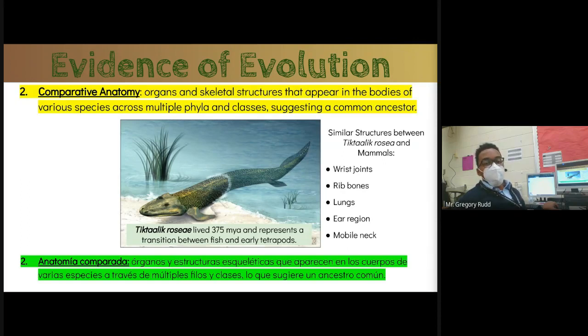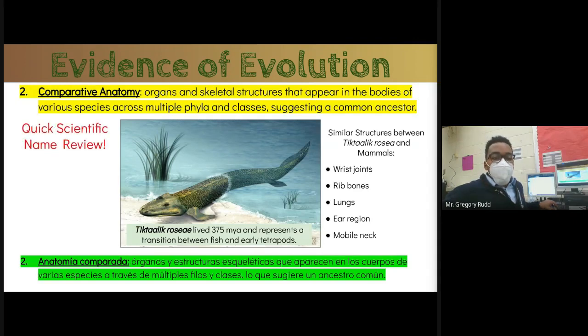It also had rib bones, lungs. Of course, fish have gills. They don't have internal lungs that are the site of gas exchange. They have an ear region. They also have a mobile neck. So if you think about it, fish do not have the ability to turn their heads. They have to actually move their entire bodies in order to change the direction of their heads. This organism, Tiktaalik, had the ability to actually move its head without moving its entire body.